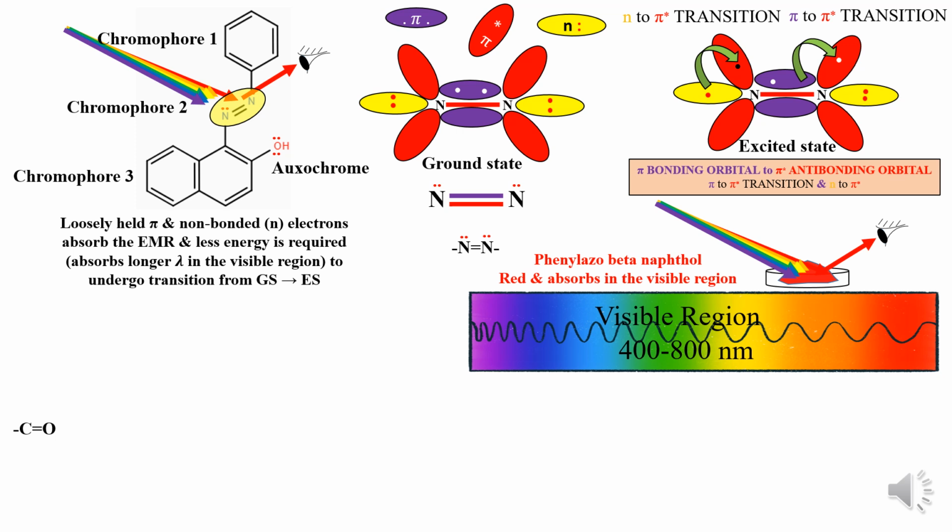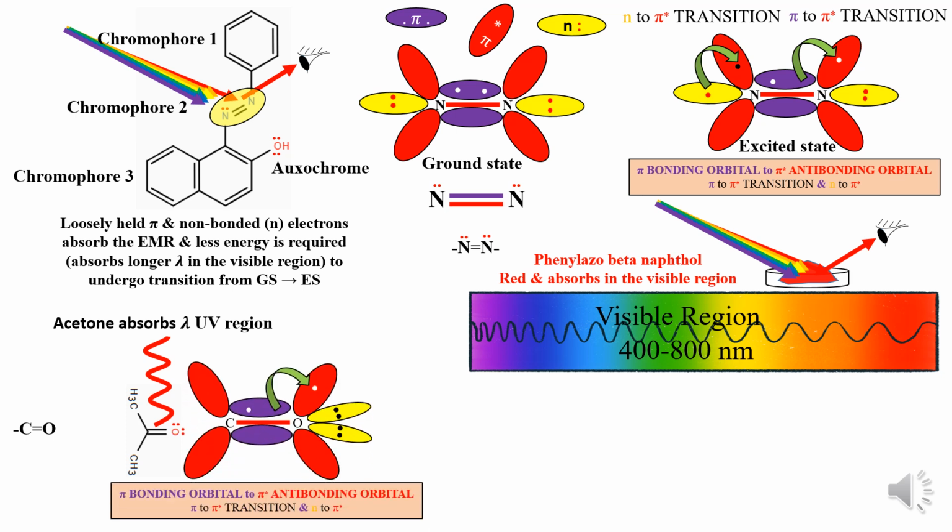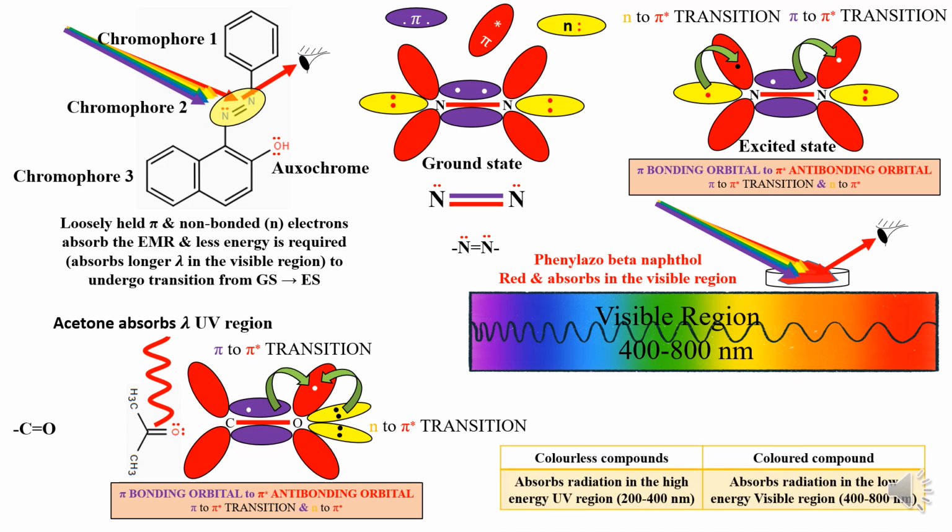So consider the carbonyl group present in acetone. When radiation strikes the molecule, it induces electronic transitions in the pi electrons as well as in the non-bonding electrons. And therefore acetone absorbs in the UV region. Here's a diagram depicting the electronic transitions brought about by interaction of the radiation with the carbonyl group of the acetone molecule. Again, two types of interactions: one is the pi to pi star transition, the other is the n to pi star transition.